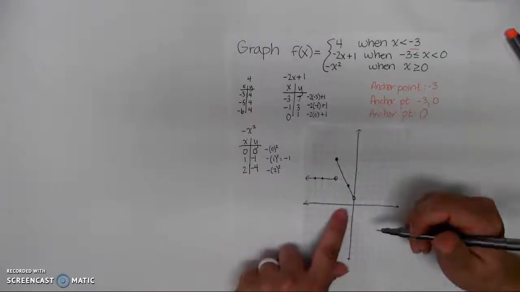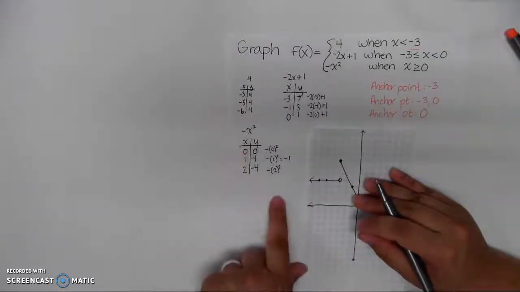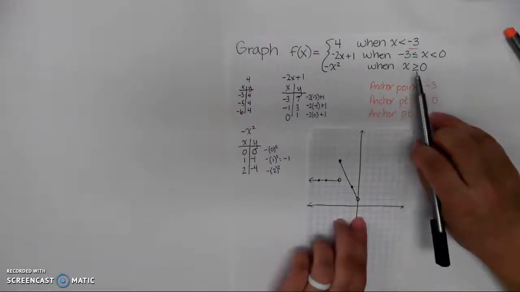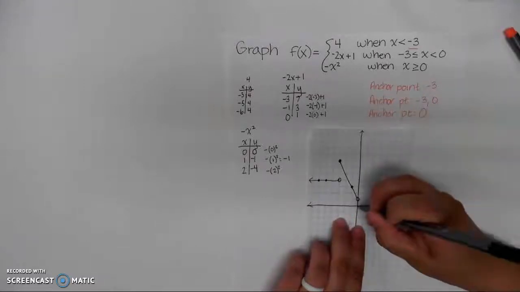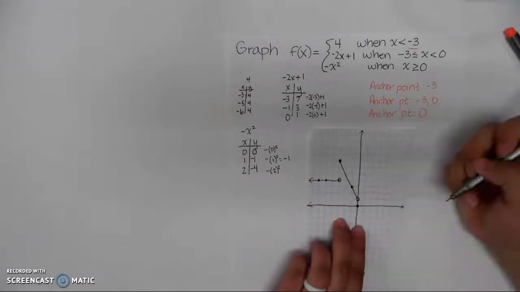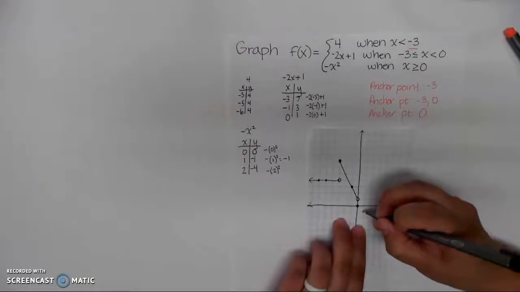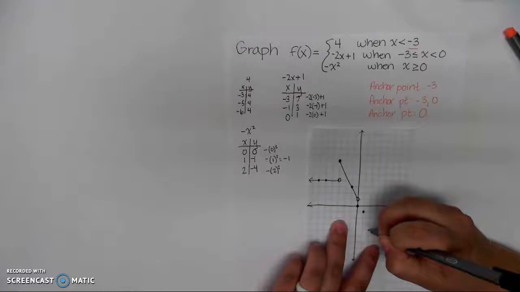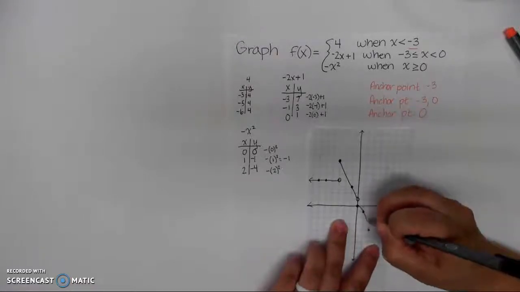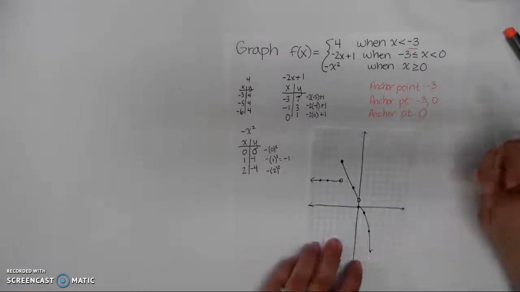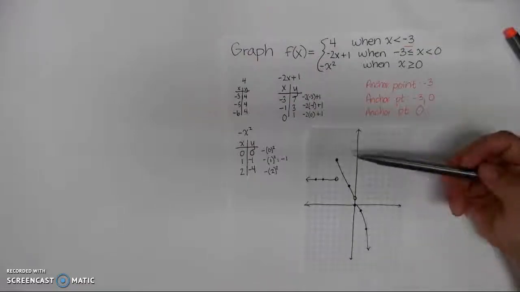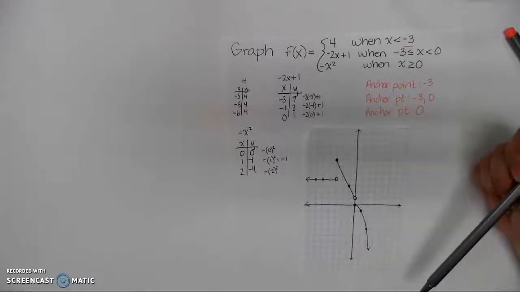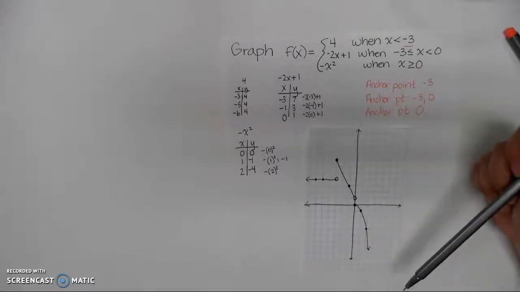And the last piece to my function is the -x squared piece, so I'm going to plot those. 0, 0, it includes 0, going back to my inequality, so it's going to be a full circle filled in. And then I've got 1, -1, and 2, -4. This is a quadratic, so I know it should have a little bit of a curve here, so I'm going to curve it a little bit. And there you go. There is your piecewise function. So all three parts are your piecewise function on one graph.